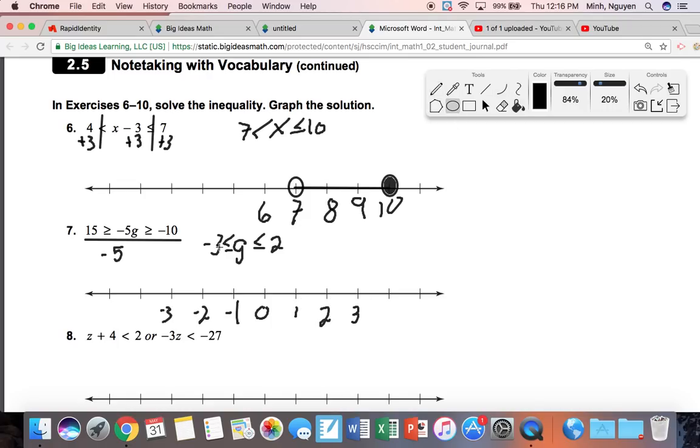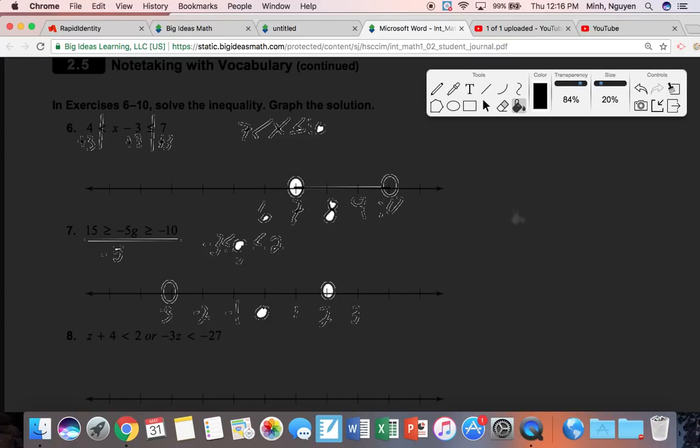So again, just -3, +2, fill. Uh-oh, no! How do I undo that?